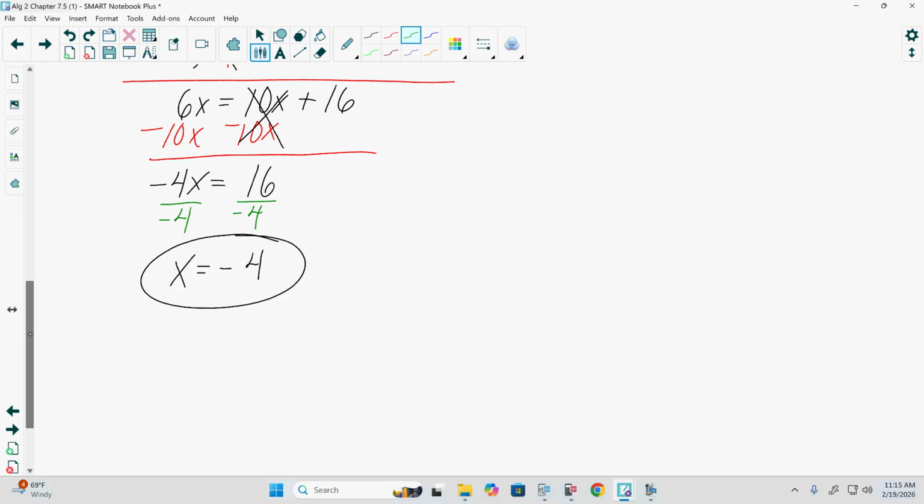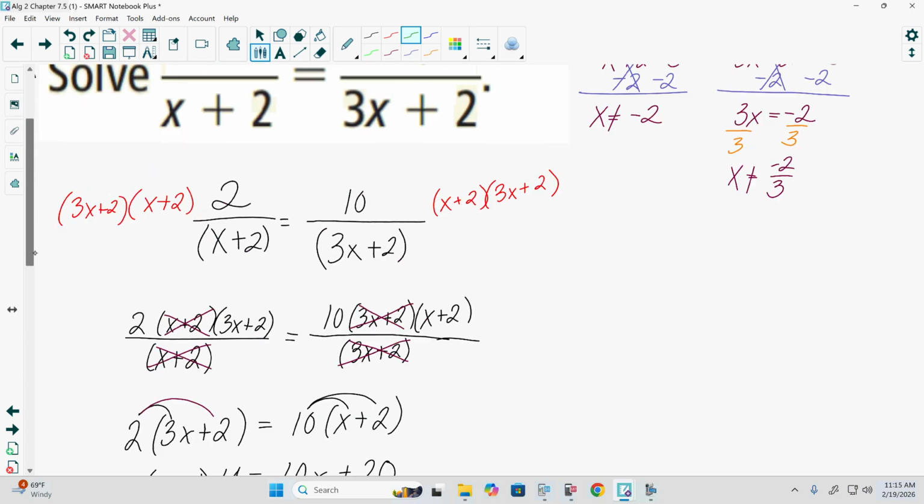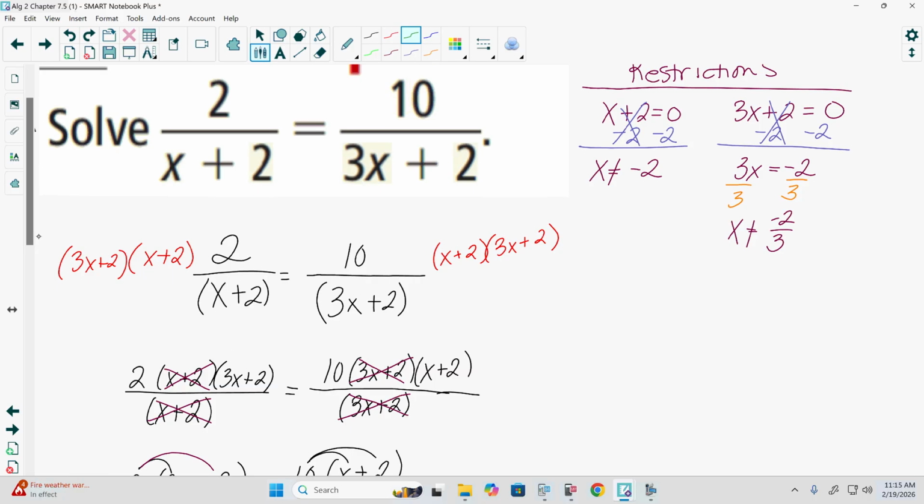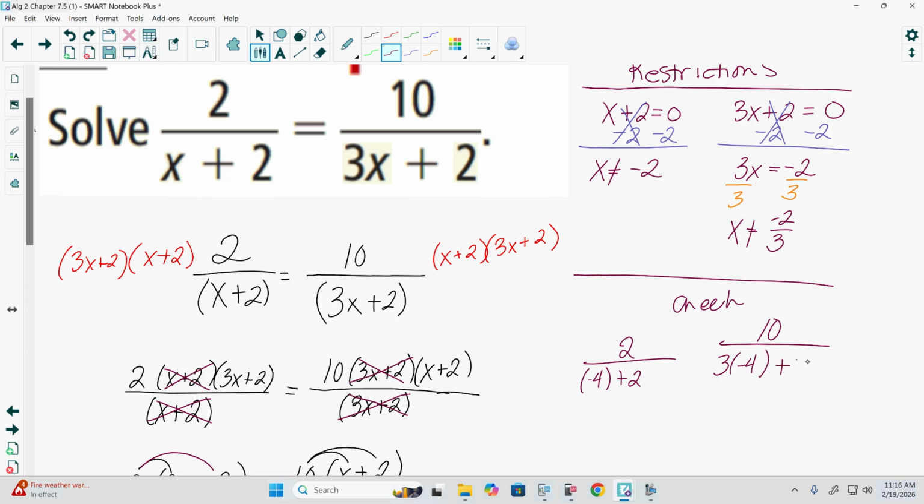Is that one of our restrictions? No, so we know that should work. That should be our solution. If we wanted to check, we could replace x with negative 4. And we could do this on a calculator. We could say 2 over negative 4 plus 2 and 10 over 3 times negative 4 plus 2.